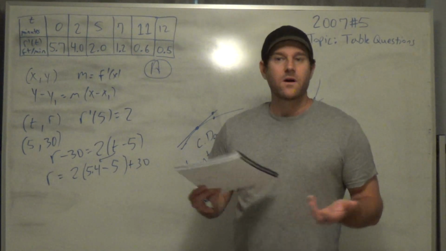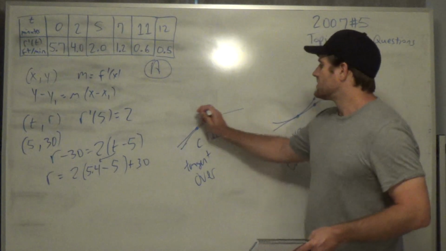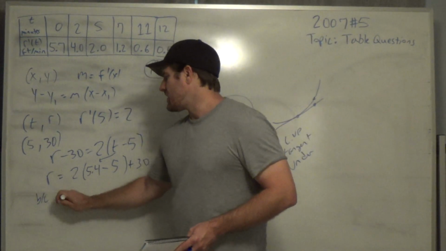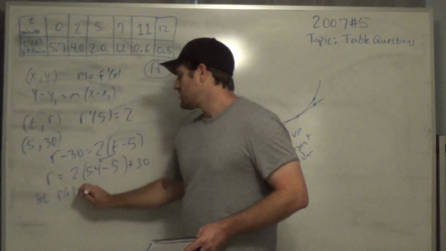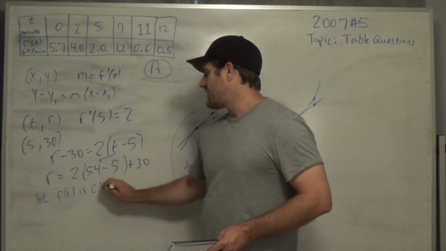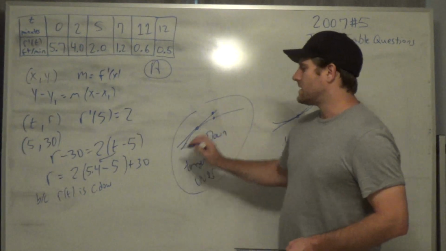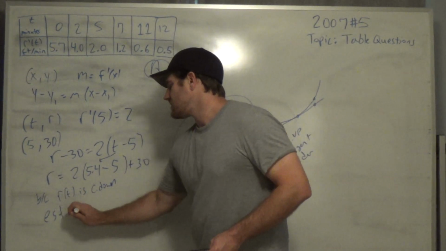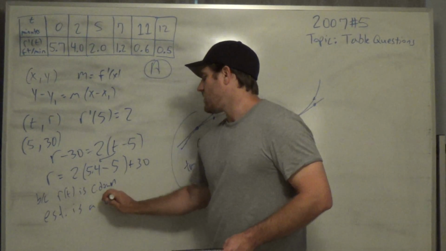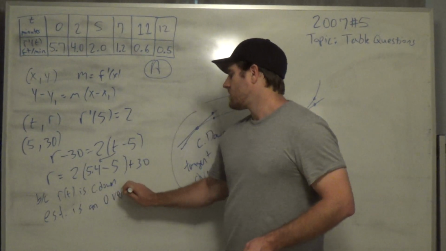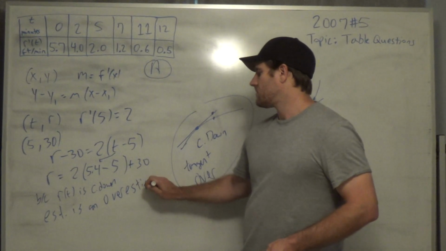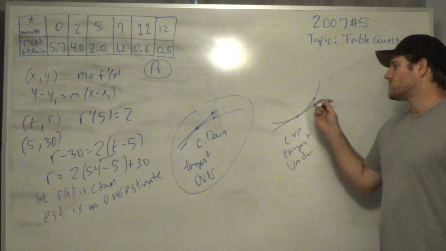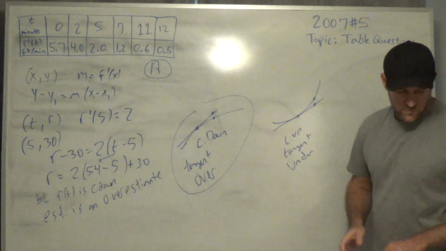Oh, it says the graph of R is concave down. So, since it's concave down, you would say, because R of t is concave down, your estimate is an over estimate. So again, with tangent line approximations, concavity determines if it's an under or over estimate. And that's it for part A.